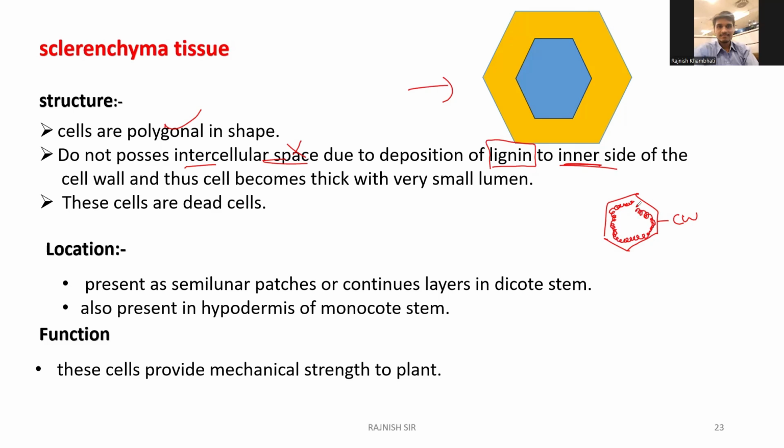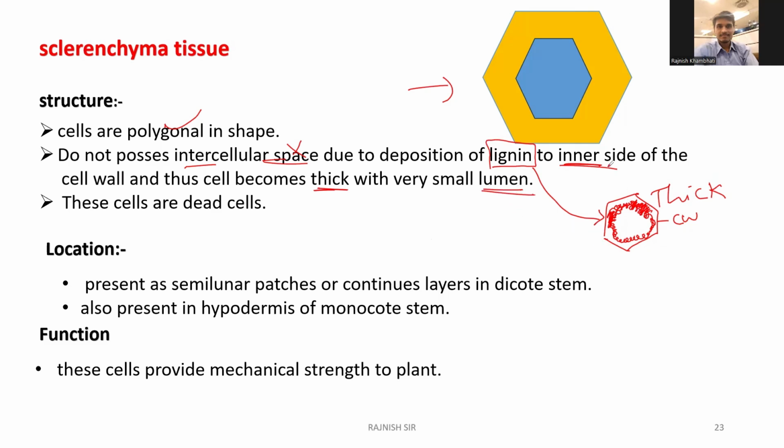Because of this deposition of the lignin, you can see this cell wall is becoming more, it is not thin. It is more in width. So it is thick. It is thick because of deposition of lignin inside. And because of that, the cell wall becomes thick, and because of that, the lumen is very small.